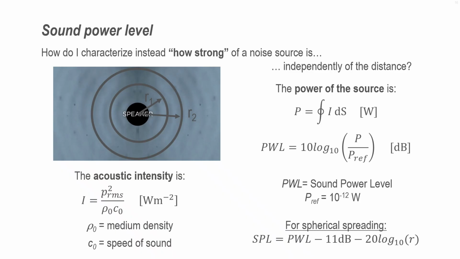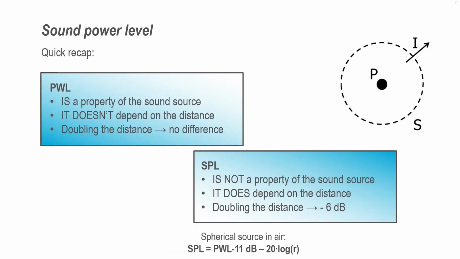So let's summarize the properties of sound pressure level and sound power level. Sound pressure level is dependent on the distance. It's not a property of the source. Sound power level is a property of the source and therefore doesn't depend on the distance. For a spherical source in air, doubling the distance results in a decrease of 6 decibel in SPL.